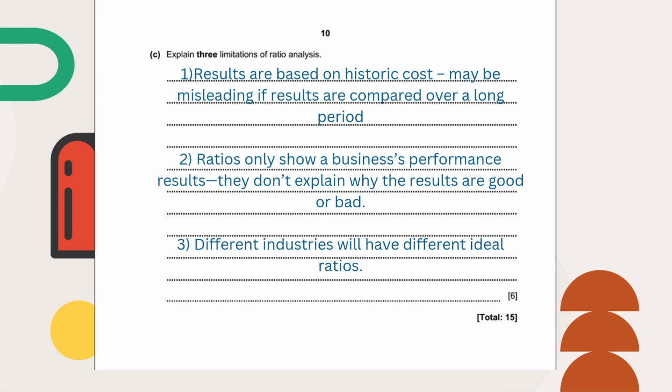Question C. Explain 3 limitations of ratio analysis. Number 1. Results are based on historic costs. May be misleading if results are compared over a long period. Number 2. Ratios only show business performance results. They don't explain why the results are good or bad. Third, different industries will have different ideal ratios.